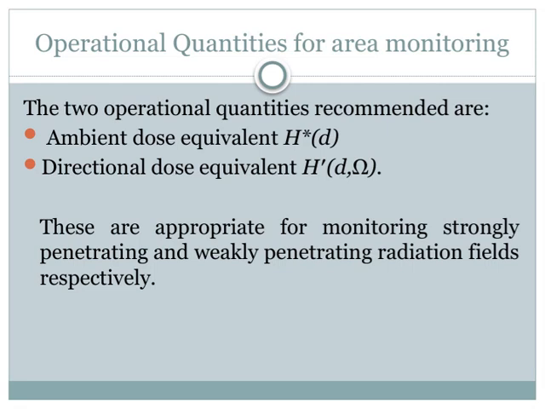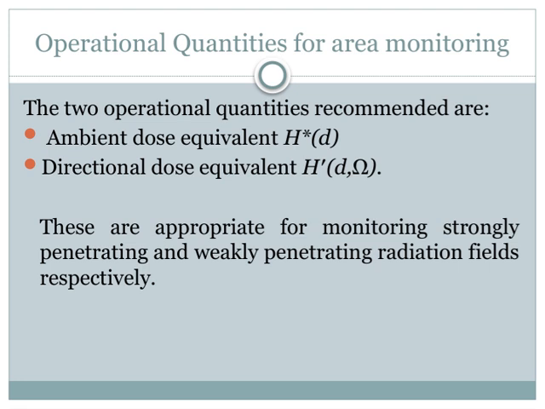Today, I want to talk about the 2 operational quantities that are recommended for radiation monitoring. The first is the ambient dose equivalent, denoted as H*D. The second is the directional dose equivalent, which we write as HD omega. These quantities are chosen because they are particularly well suited for different types of radiation fields.